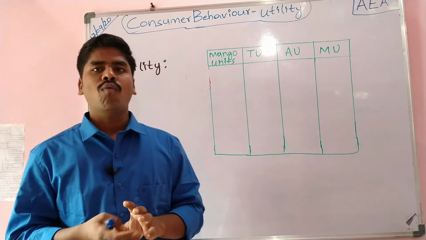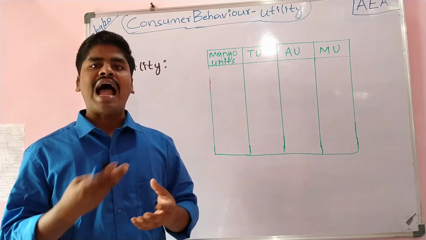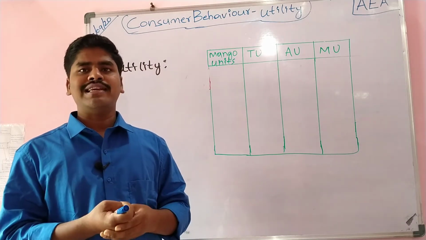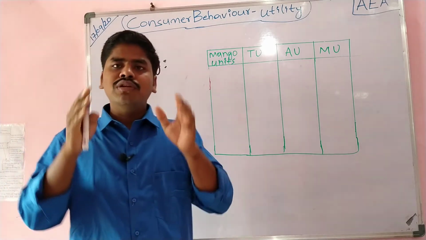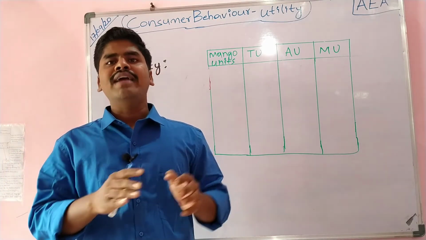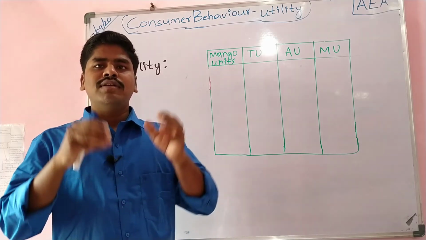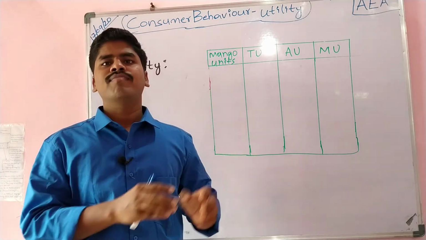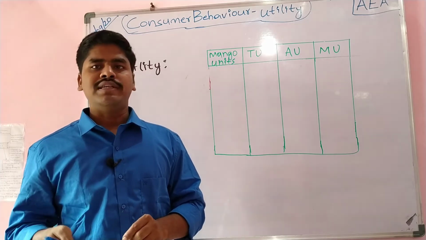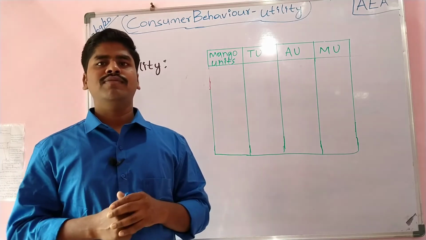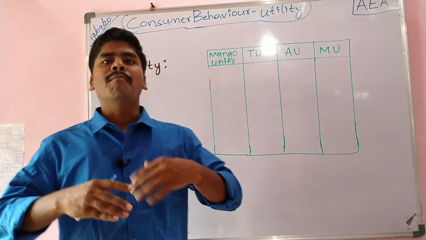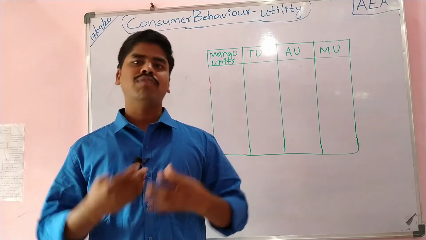And what do you mean by average utility? Average utility is the total utility divided by the number of units of the commodity, right? Whatever the total utility divided by the number of units, that is what we get as average utility. And coming to marginal utility, what do you mean by marginal utility?